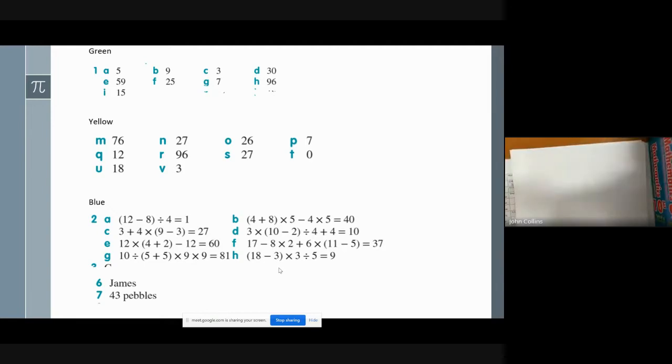Okay, so those are the answers to the homework. Hopefully you got them corrected. I'm going to switch screens now onto the one I can write on, so just give me a second.